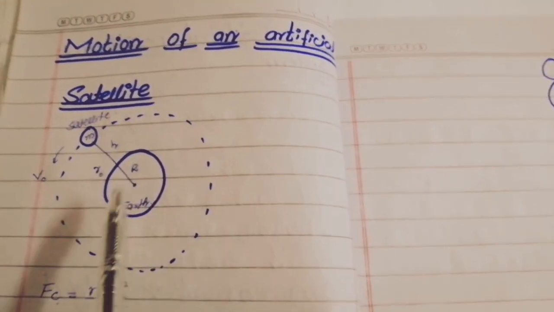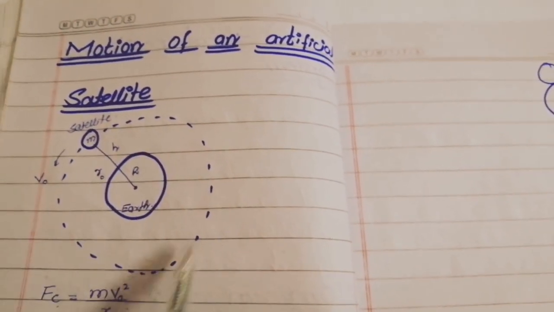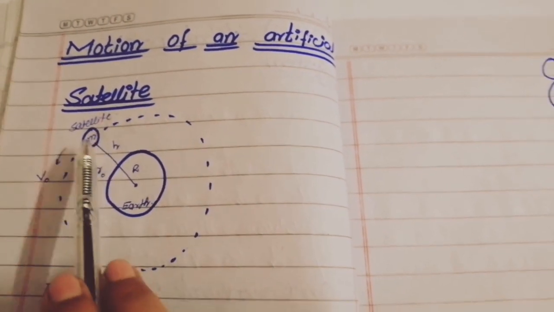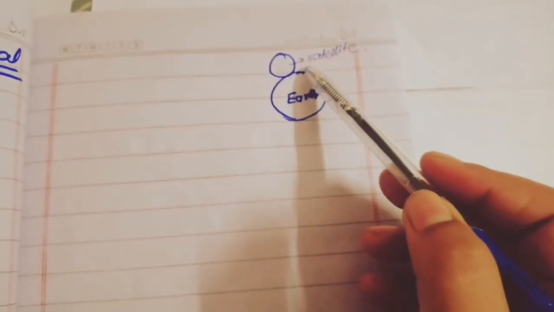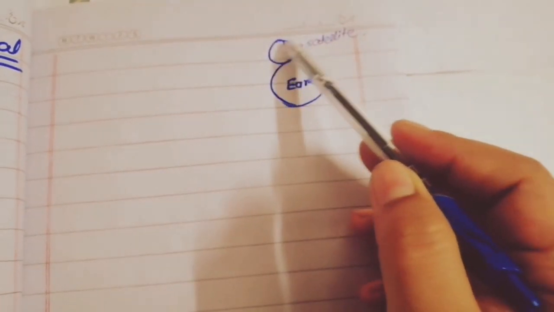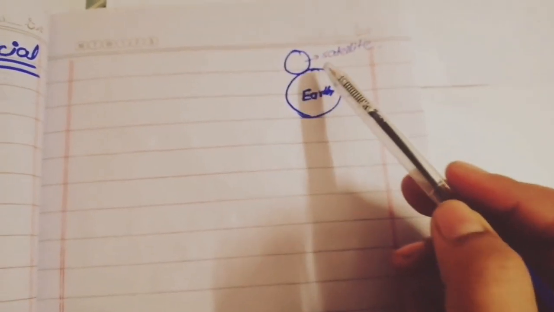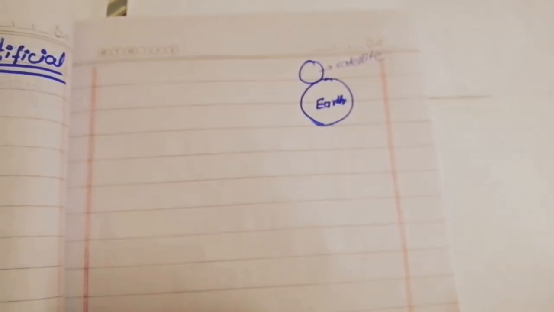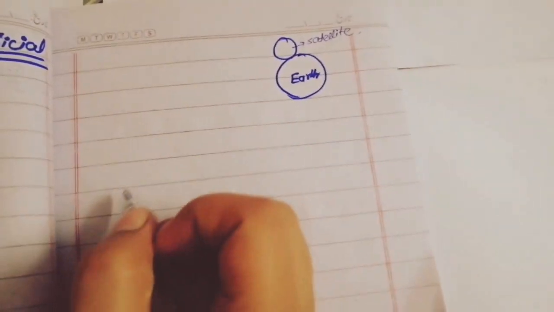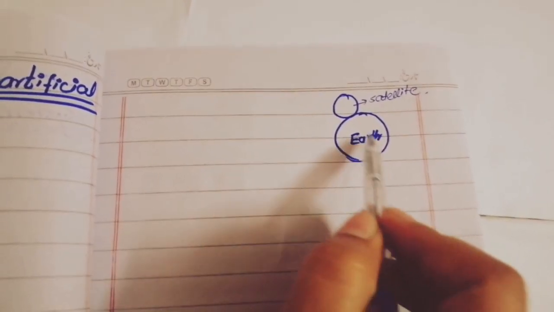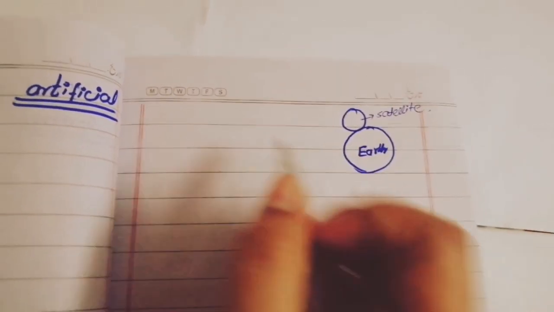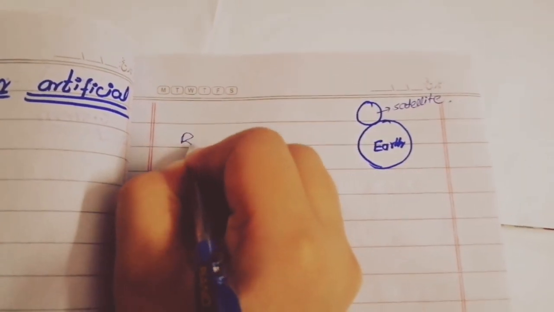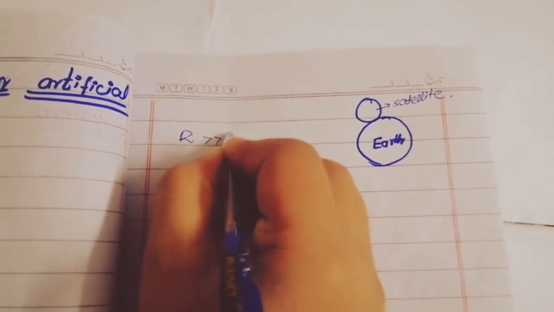So we have discussed the motion of the artificial satellite which is revolving around the earth at a height. But if any object or any satellite revolves very close to the earth, how can we find out its value? So we can say that this object or satellite which is revolving around the earth has no height. So we will write here that the radius of the earth is much more than the height.